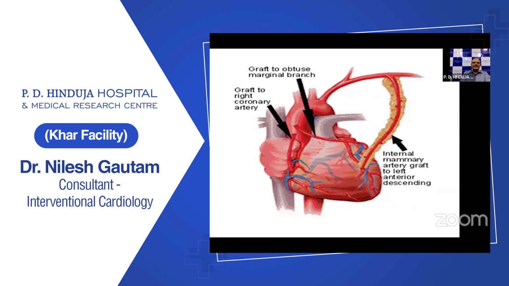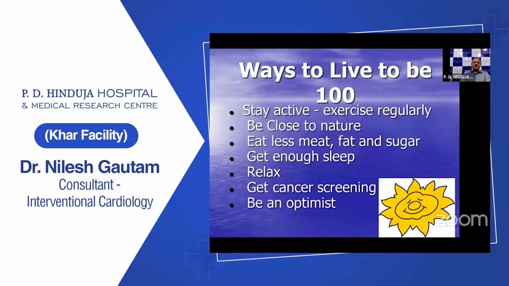The next slide, please. So there are ways to live up to 100: stay active and exercise regularly, be positive, stay close to nature, eat less meat, fat, sugar, get enough sleep, relax, do cancer screening, be an optimist.